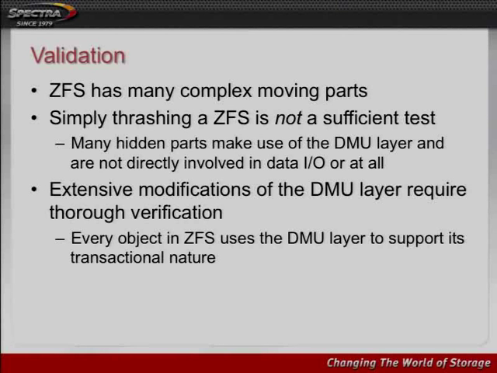The reason is that, for this kind of change, the DMU layer is used by almost everything in ZFS, because of its transactional nature. All of the objects in ZFS are managed as DMU buffers. Fundamentally, when they get synced to disk, they get synced in a way that's transactional. If you remember from one of the original slides, all of the blocks between the data block and the uber block are in one transaction, and everything in between has a DMU buffer associated with that transaction. So what this means is that we have to verify as much of the entire file system functionality as possible.